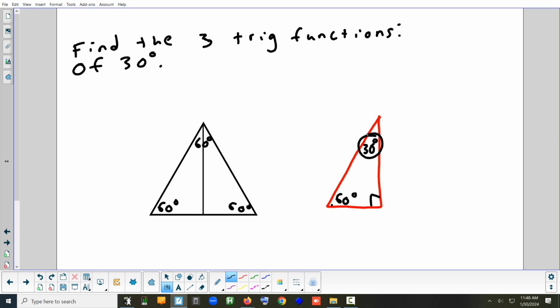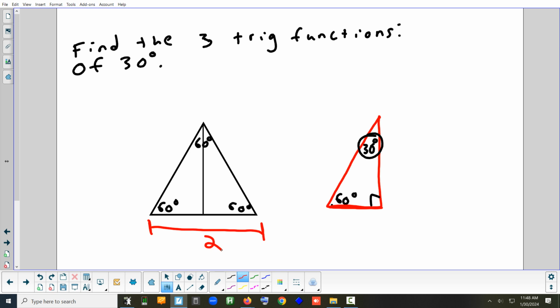So I'm going to give you a hint. How does this side compare to that side? It's half. So what's a nice number that we could label this as from here to here, that we could take half of it and not have to worry about a fraction? 2. So let's make that side 2.